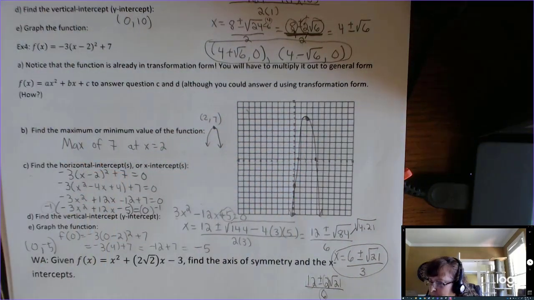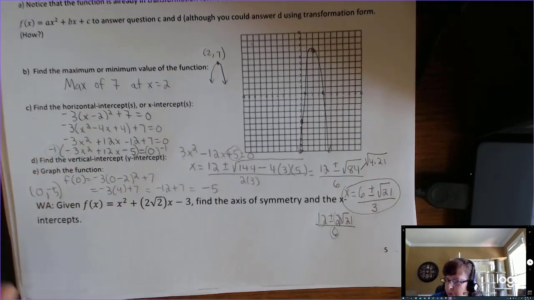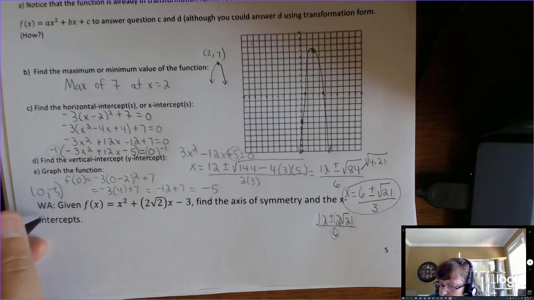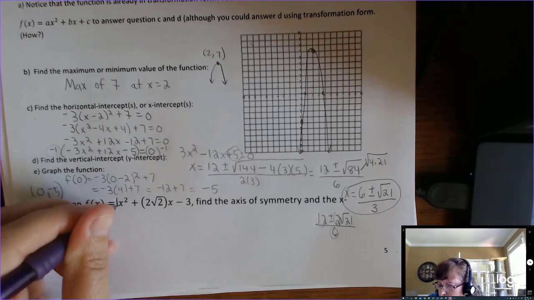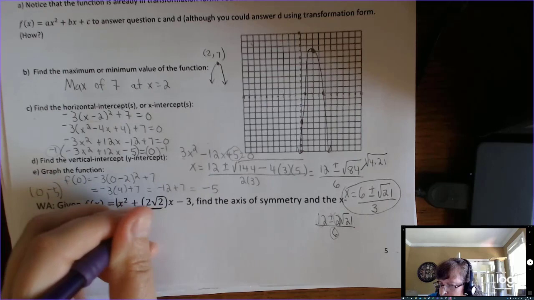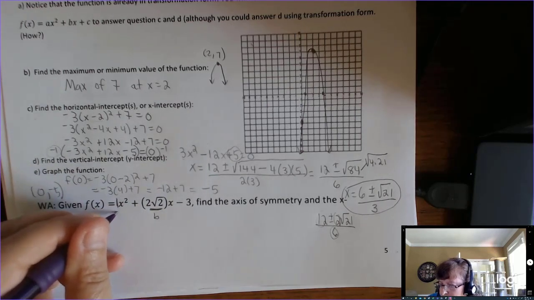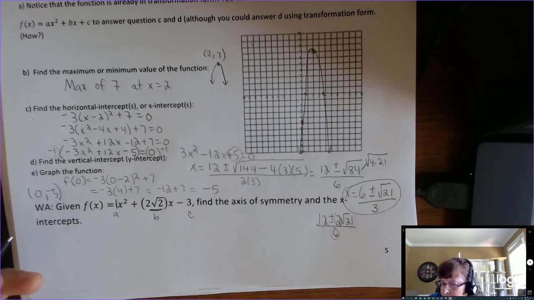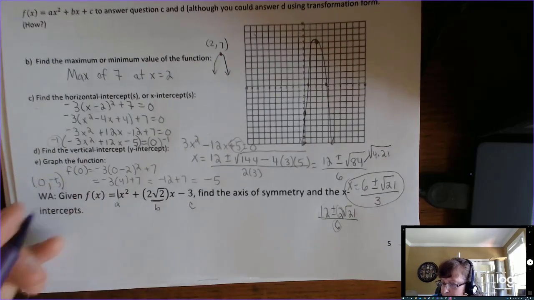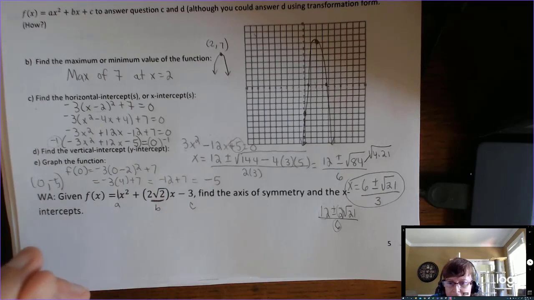Alright, so there's that one. I threw this extra one on here. Might as well go through it. This is from WebAssign. Given f of x equals 1x squared plus a really strange 2 square root of 2x, that's b, minus 3, that's c. Find the axis of symmetry and the x-intercepts. Okay, well, how do you find the x-intercepts?